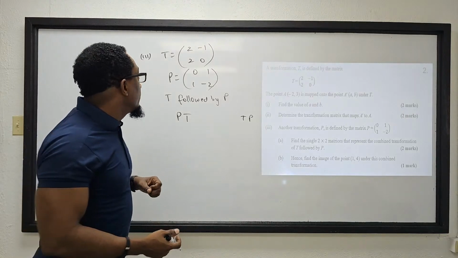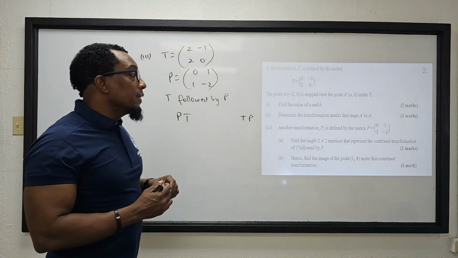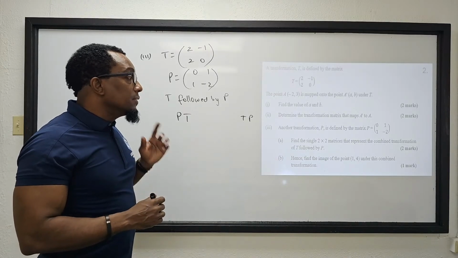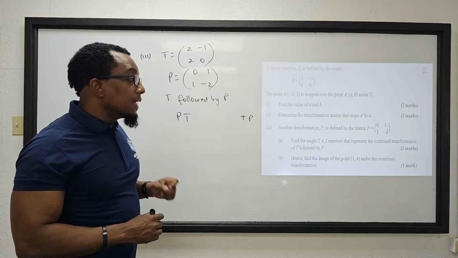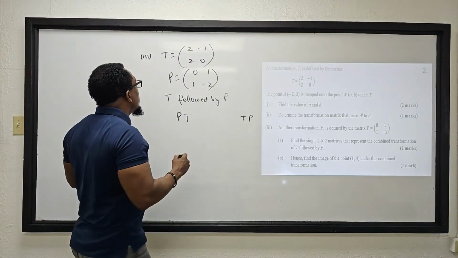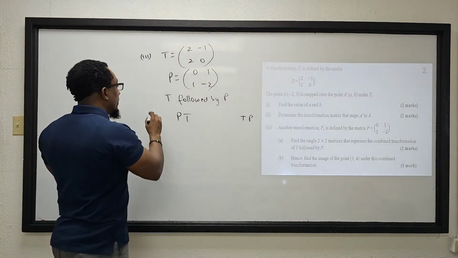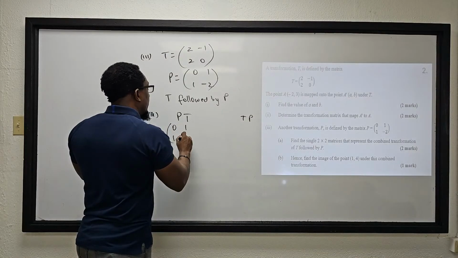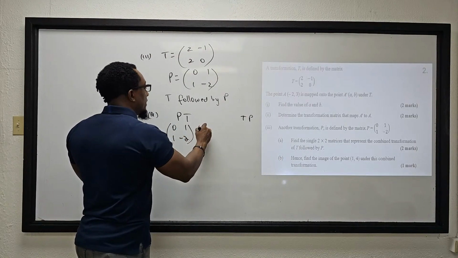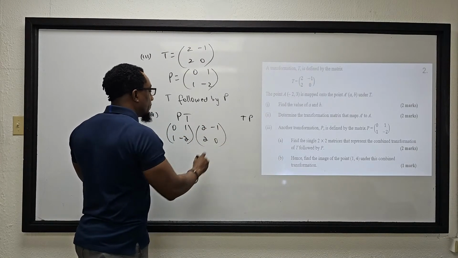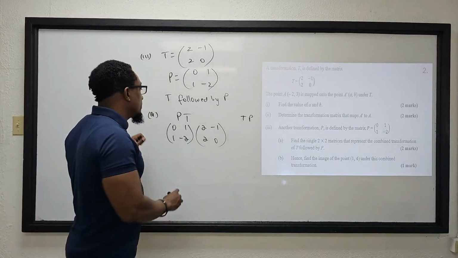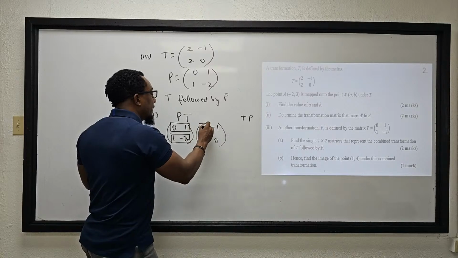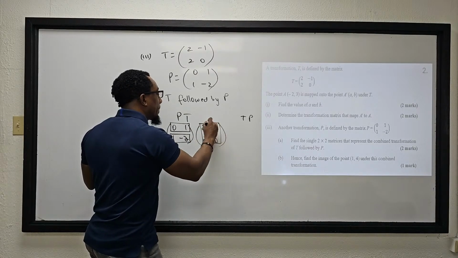So for part 3, they want the single 2 by 2 matrix that represents the combined transformation T followed by P, which is stated as PT. So let's determine what that combined transformation is. P is 0, 1, 1, negative 2, times T, which is 2, negative 1, 2, 0. Let's multiply those two matrices, taking the rows of the first by the columns of the second.